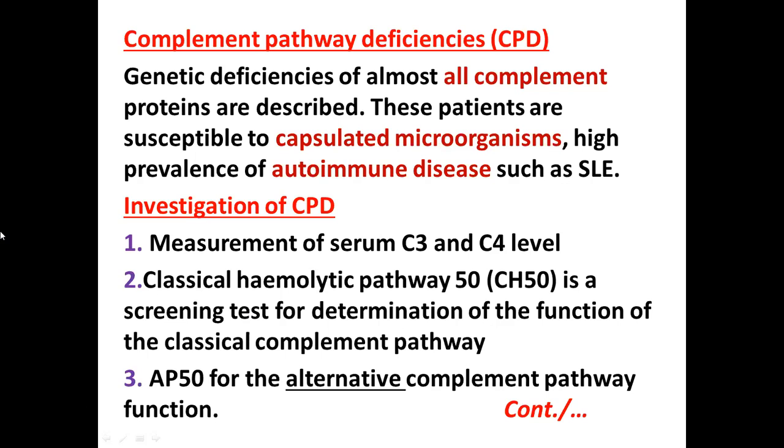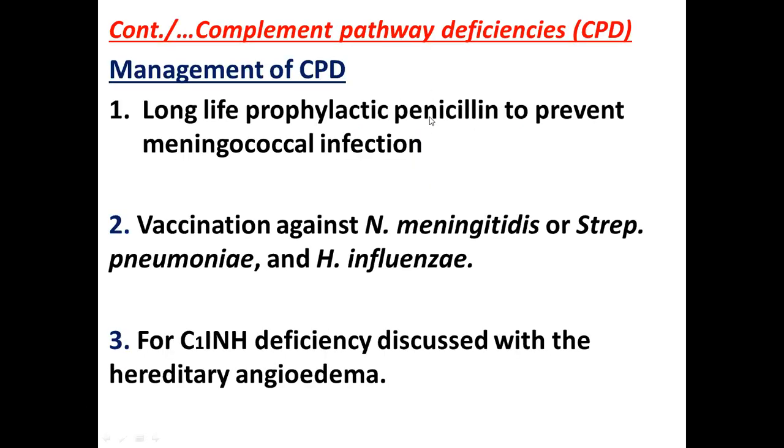Management of complement deficiency: prophylactic lifelong penicillin to prevent meningococcal infection, and vaccination against these important capsulated microorganisms: Neisseria meningitidis, Streptococcus pneumoniae, and Haemophilus influenzae. Also, the patient may suffer from C1 inhibitor deficiency. Yesterday we spoke about angioedema due to deficiency in C1 inhibitor, and the patient may suffer from hereditary angioedema.